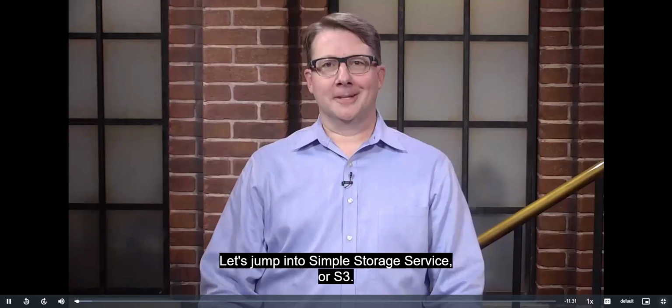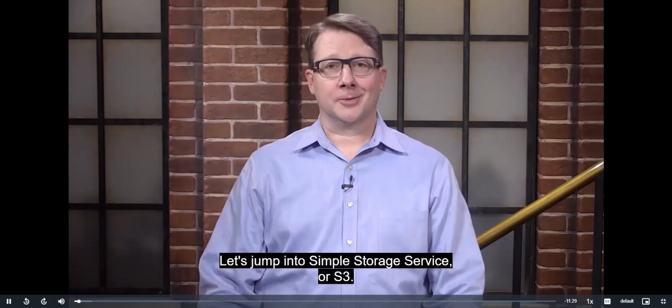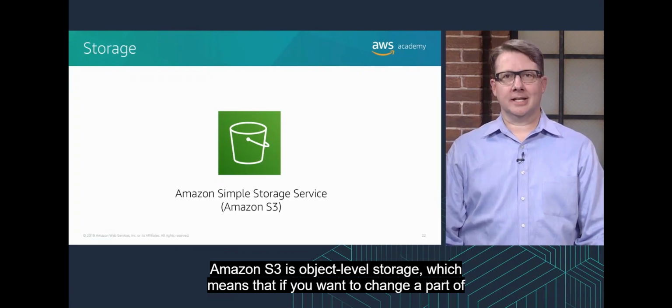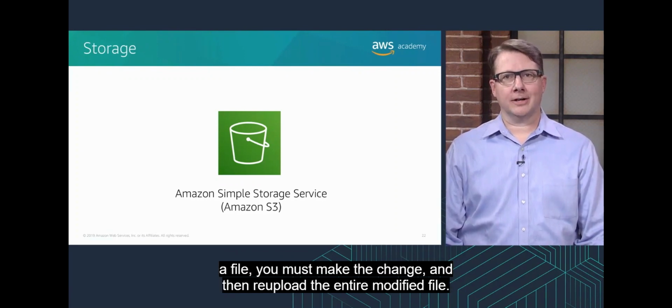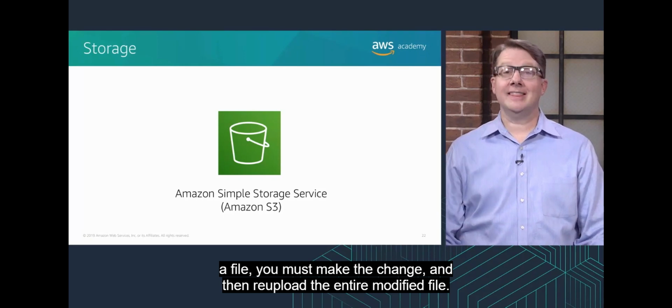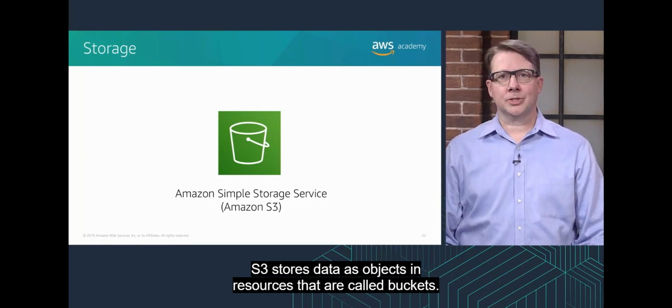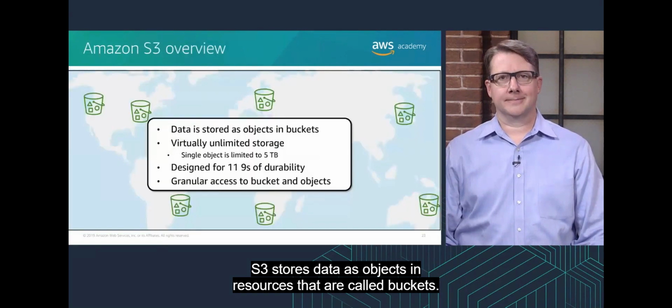Let's jump into Simple Storage Service, or S3. Amazon S3 is object-level storage, which means that if you want to change a part of a file, you must make the change and then re-upload the entire modified file. S3 stores data as objects in resources that are called buckets.